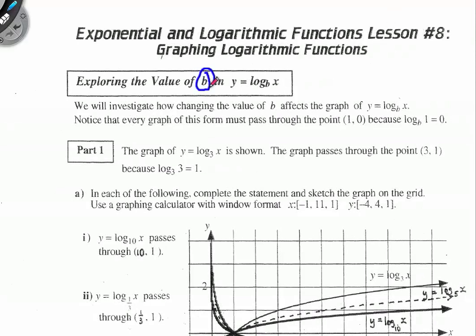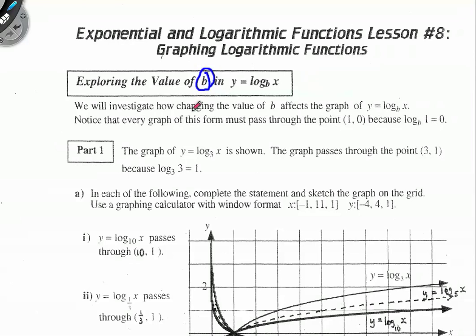Unit 3, Lesson 8, Graphing Log Functions. We're going to be exploring the value of b in the equation y equals log x to the base b. So b is actually the base value of this log function.